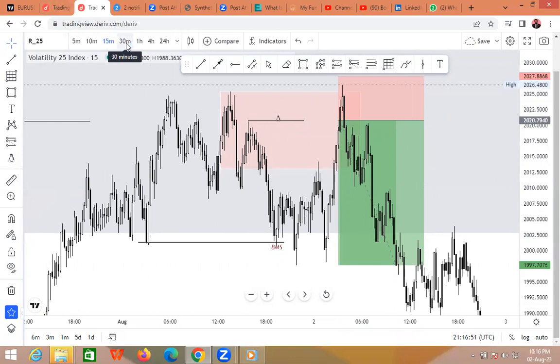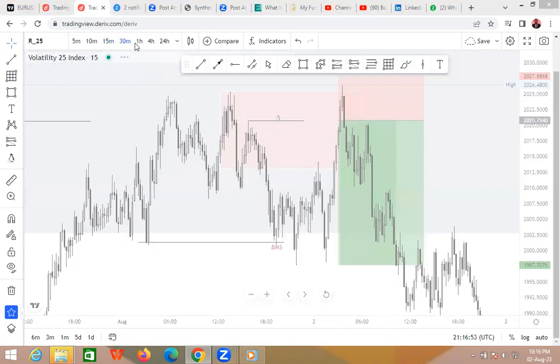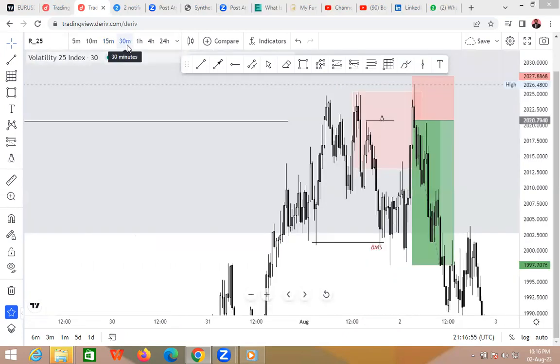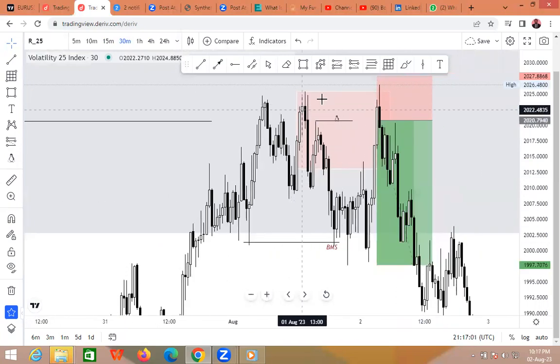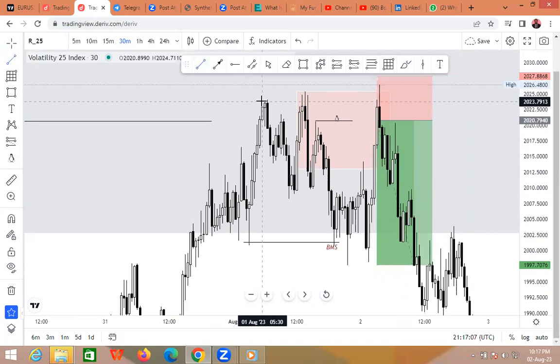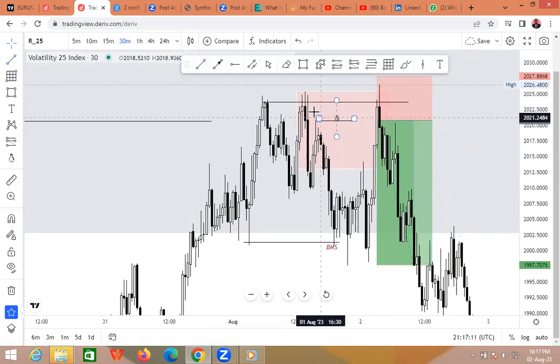So I went to 30 minutes. Let me show you what I saw on 30 minutes. Look at the body of this candle. The body of this candle didn't close above this body. This was the last high. Look at the body. The body didn't close above, but it took out these highs. So I knew that this was simply liquidity.